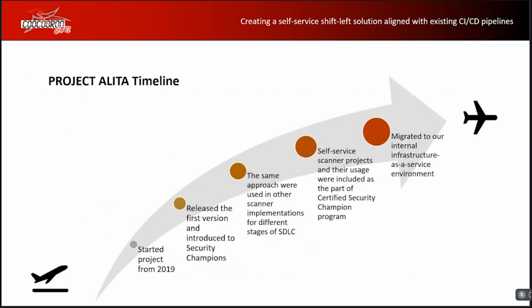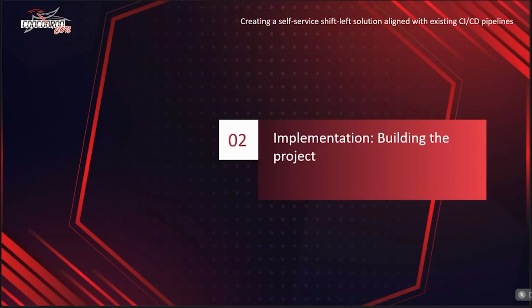In 2019, we started with surveys, then designed the architecture, implemented features, released, and introduced it to security champions to use. This approach was implemented and later used for DAST configuration, and for container scanning implementations in the future as well. We included the old self-service scanner projects in the Certified Security Champion program as training material as well. And let me explain how we implemented it.